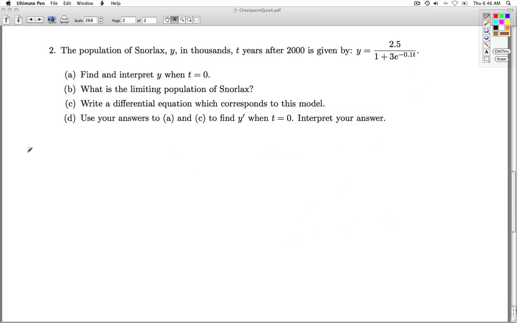Part B. What is the limiting population of Snorlax? Well, there's two different ways to go about this. You can either memorize a fact about the logistic function or you can go through the calculus. When we talk about limiting population, we're talking about what happens as t goes to infinity. So let's talk about what happens as t goes to infinity.